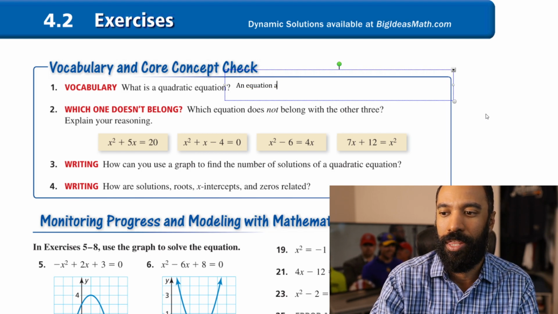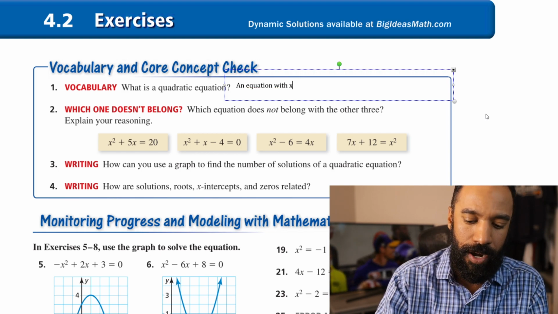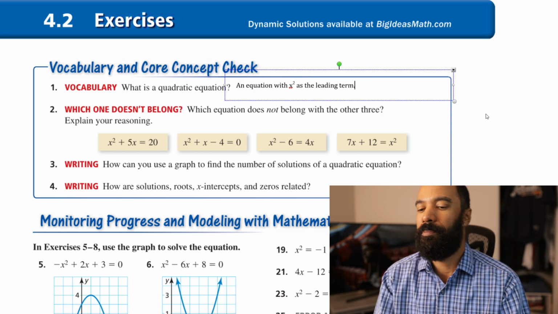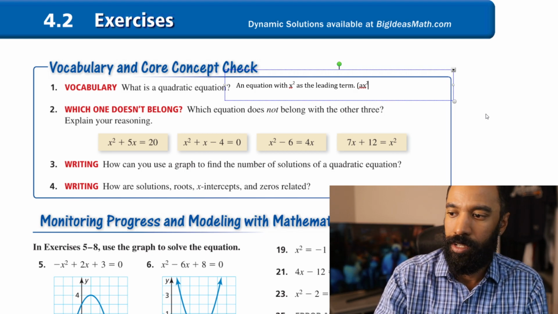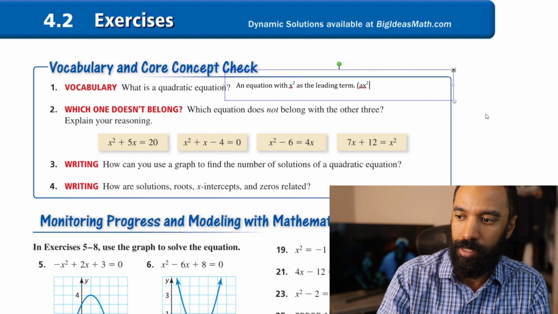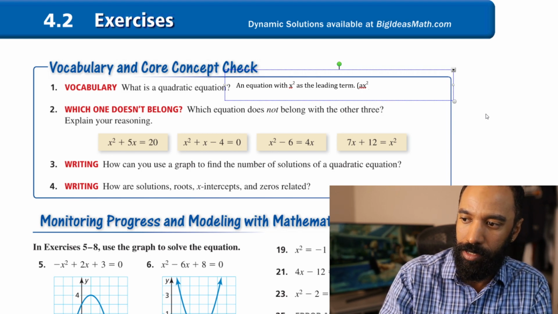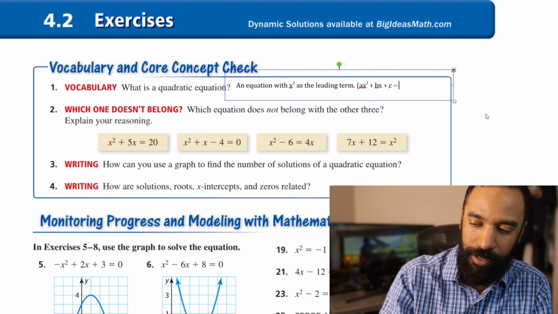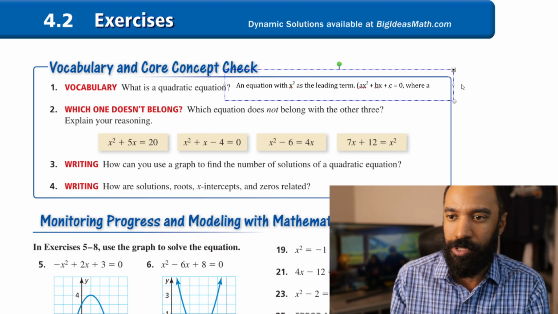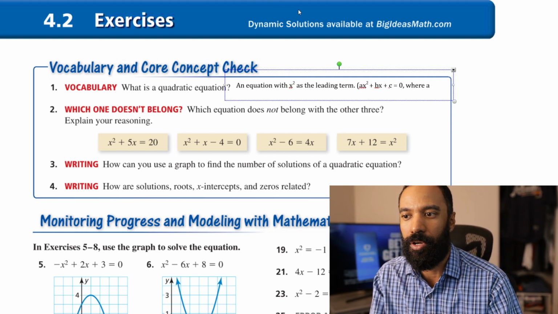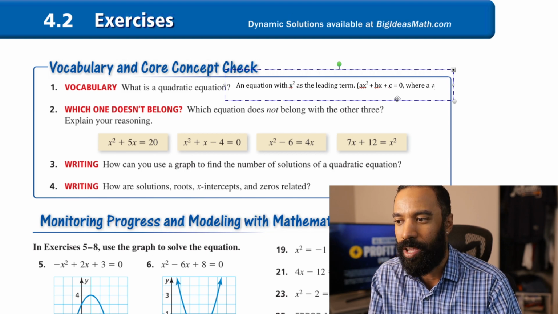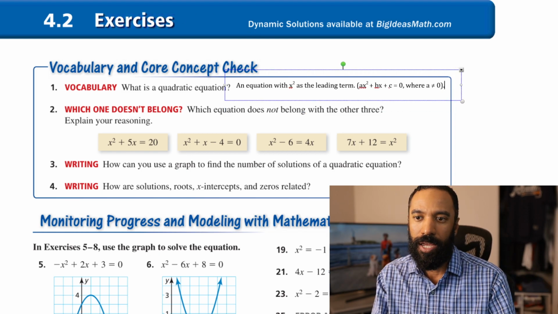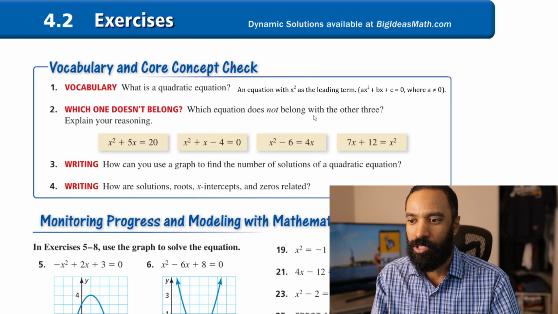An equation with x squared as the leading term. You could also say ax squared plus bx plus c equals 0, where a does not equal 0. So if a was 0, then it wouldn't be a quadratic equation anymore, right? So a does not equal 0. B and c can be 0, right? I can have y equals x squared. That's quadratic. So that totally works out for me.